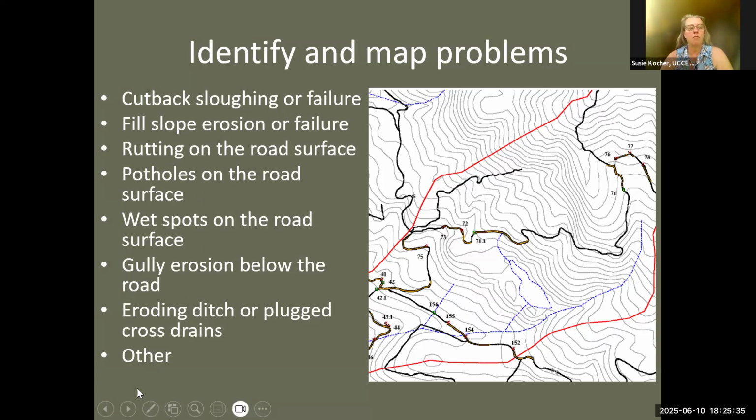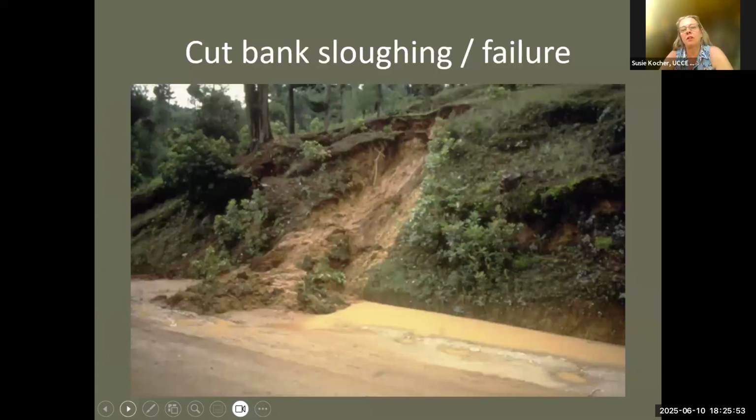So these are the ones that we are going to describe, and Richard did describe a lot of these. We have cut bank sloughing, fill slope erosion, rutting, potholes, wet spots, gully erosion, eroding ditches, and other problems. So I just thought I would give you some pictures of what these things look like and some vocabulary for you to be able to use our checklist and identify what's happening, right?